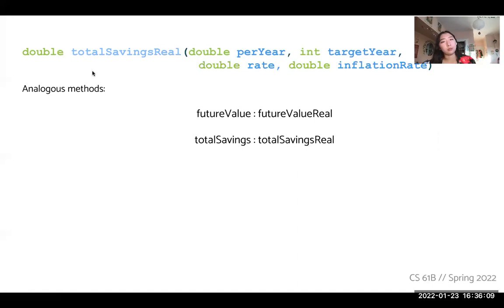And now we're going to talk about total savings real. Consider that there is an analogy: future value real is to future value as total savings real is to total savings. Rather than explain word for word what total savings real is supposed to do, I'm just going to point out that there are analogous relationships, and I think you can figure out what to do in total savings real based on how you handled future value real.